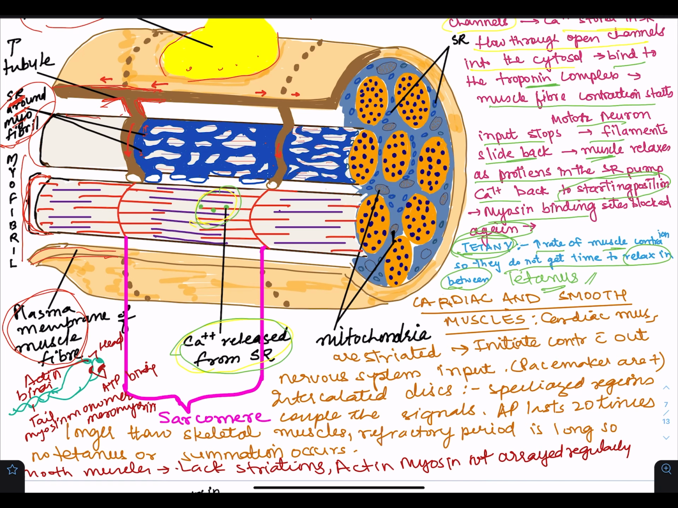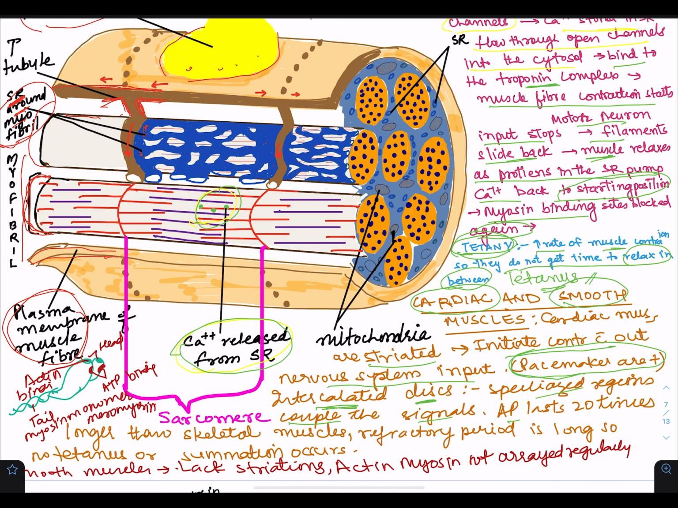Now we'll discuss cardiac and smooth muscles. Cardiac muscles are striated. They initiate contraction without nervous system input. Why? Because they have pacemakers in them. Pacemakers will do this job. Cardiac muscles also have intercalated discs. What are intercalated discs? They are specialized regions which will relay the signals.